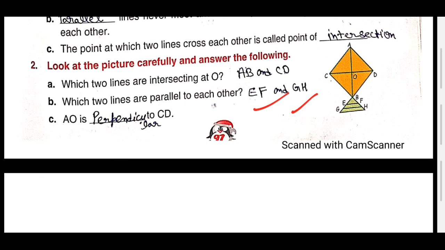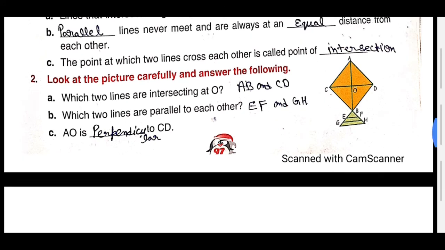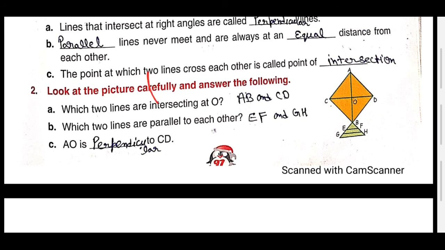AO is dashed to CD. Just see AO. What is this? It is perpendicular. It becomes this reverse T, na. So it is known as what? Perpendicular. So right here, perpendicular to CD.